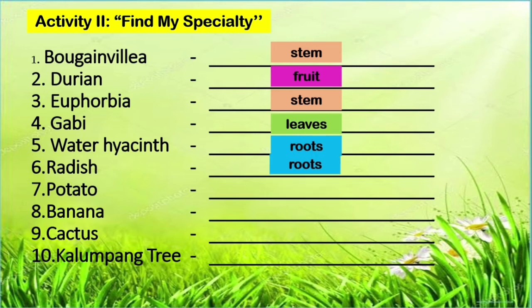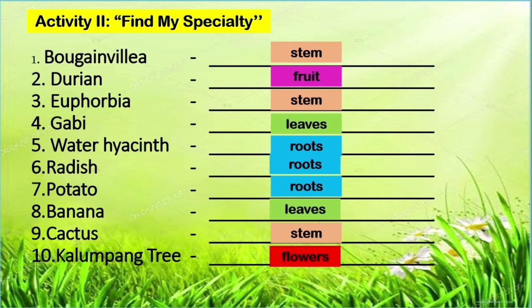How about radish? Very good. It's the roots again. And how about potato? Roots again. Very good. How about banana? Correct. It's the leaves. How about cactus? Very good. It's the stem. And last, kalumpang tree. Well done. It's the flowers.